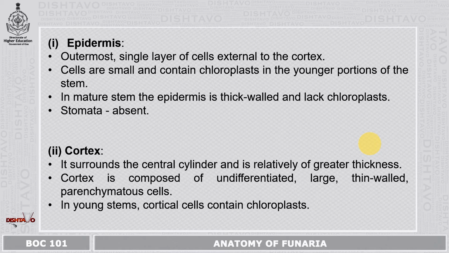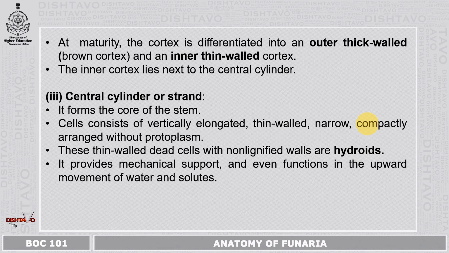The next layer is the cortex. Cortex is surrounded by the central cylinder and is relatively of greater thickness. It is composed of undifferentiated, large, thin-walled parenchymatous cells. In younger stem, the cortical cells contain chloroplast. At maturity, the cortex is differentiated into an outer, thick-walled cortex and an inner, thin-walled cortex. The outer cortex is thick-walled and at maturity it turns brown in color, so it is also known as brown cortex. The inner cortex lies next to the central cylinder.